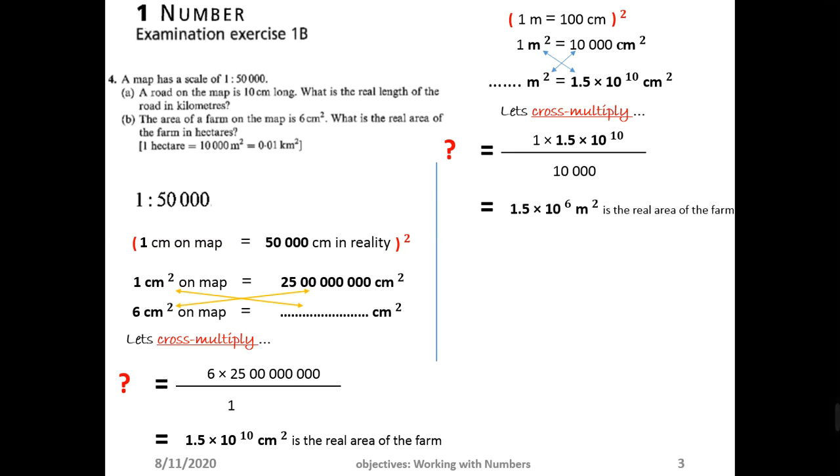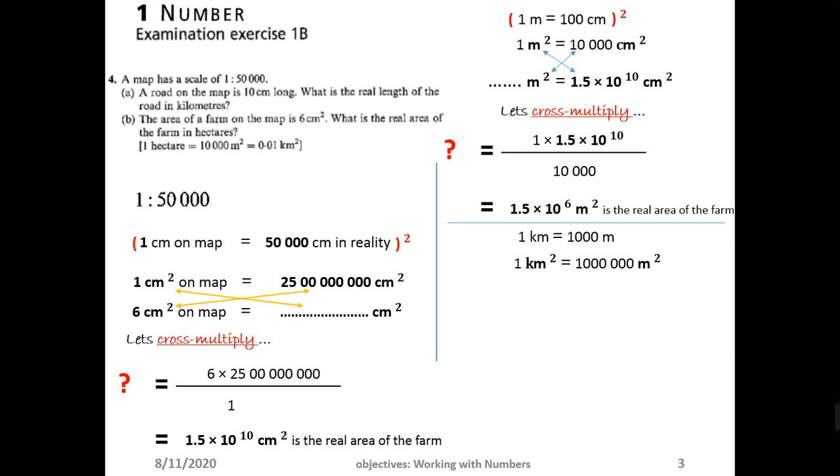But they asked for the area in reality in hectares. And this brings us to the fact that every 1 kilometer is actually equal to 1,000 meters. Now, we need the measurement units for the area, so we're going to bring all this to the power of 2. So 1 kilometer times 1 kilometer is going to be 1 kilometer squared. And 1,000 times 1,000 is going to be 10 to the power of 6 meters squared.